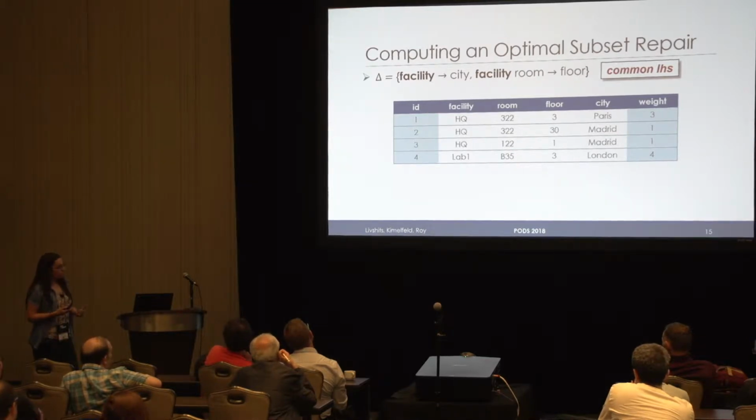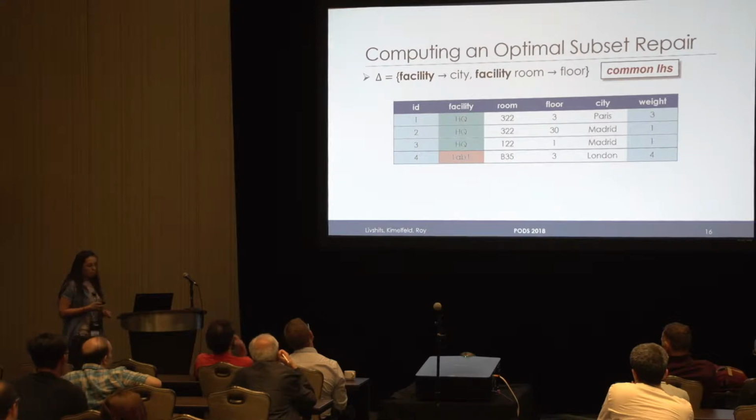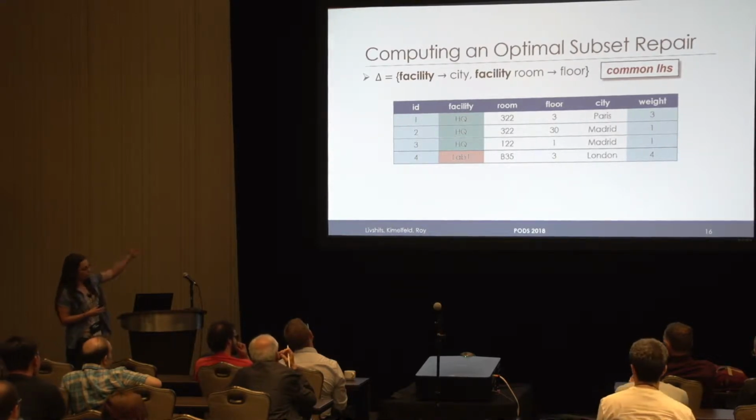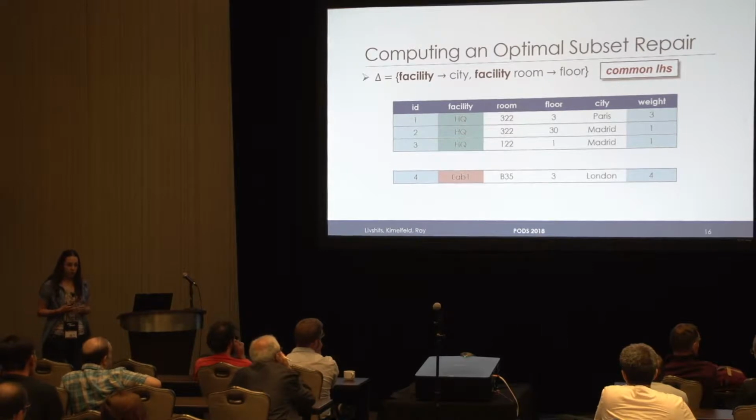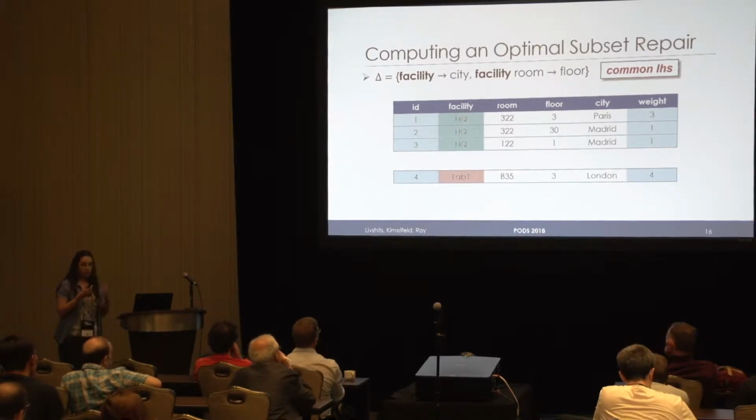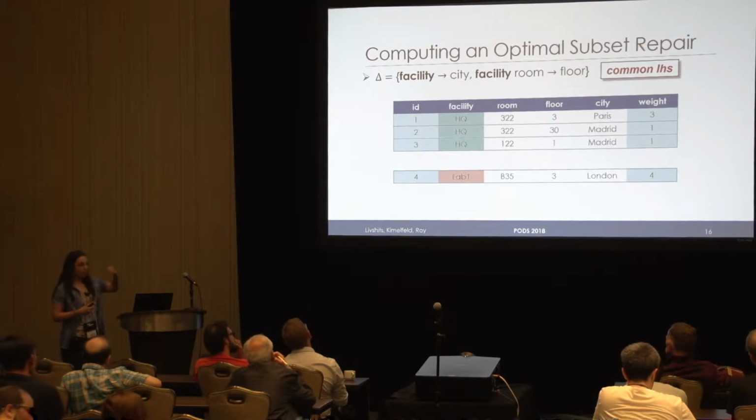So what we can do in this case is split the database into blocks of tuples that agree on the value in the facility attribute. So here we'll have 2 blocks, one for HQ and one for lab 1. And we can solve the problem separately for each one of these blocks. Then we can just take the union of the results that we have for each block, and the union is an optimal subset repair for the original problem.